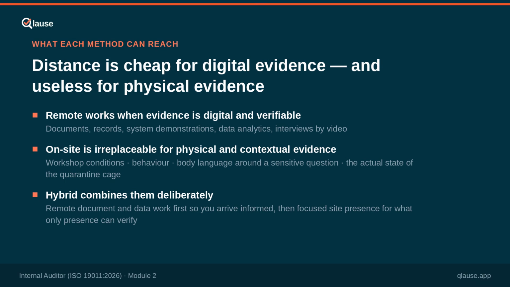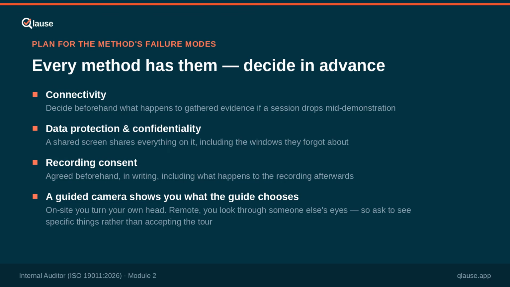Whatever method you choose, plan for its failure modes, because each one has them. Connectivity. A remote audit that drops out halfway through a system demonstration has to be rescheduled, and you should decide in advance what happens to the evidence you had gathered.